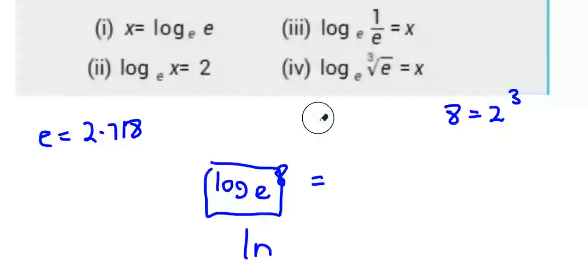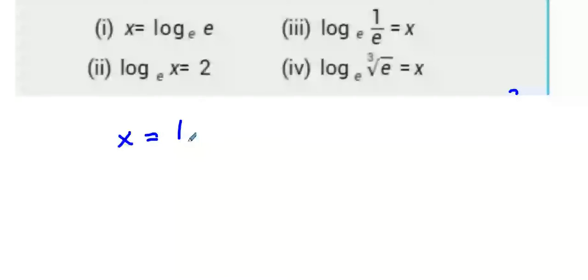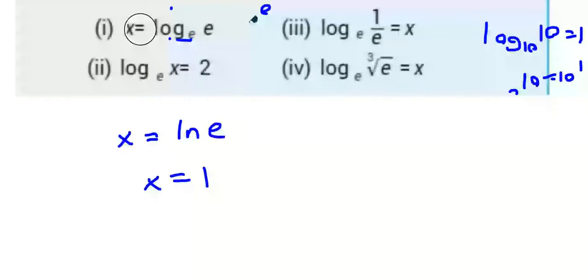So the first question is basically: anywhere I see log base e, I replace it with ln. So the first question is literally x equals ln e. See why I changed that for ln? Now, it's the same thing, isn't it? It's log e base e. Any number to the same base is always 1. What's log 10 base 10? 1, because 10 equals 10 to the power of 1. So the answer to the first one is simply x equals 1. Very easy.